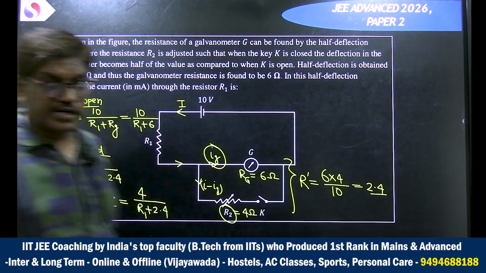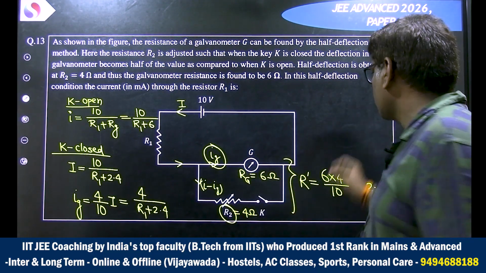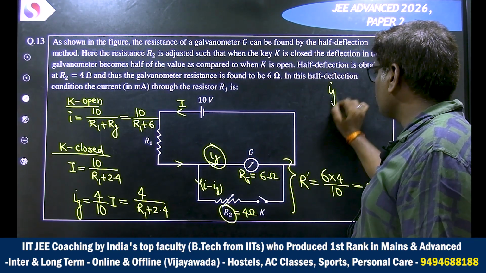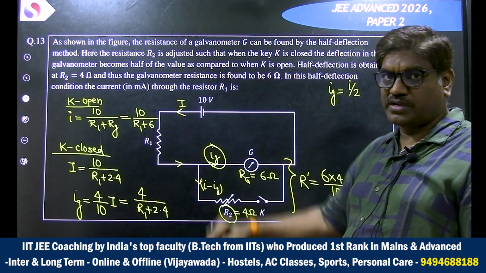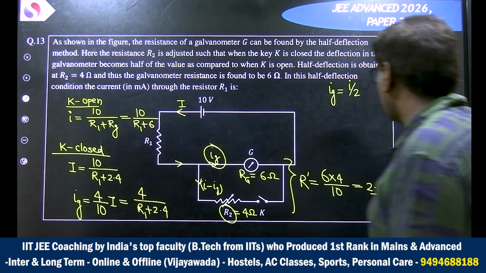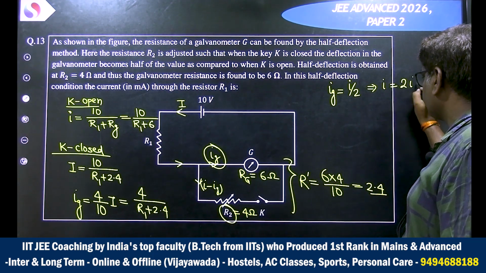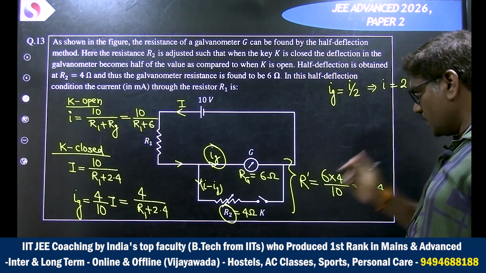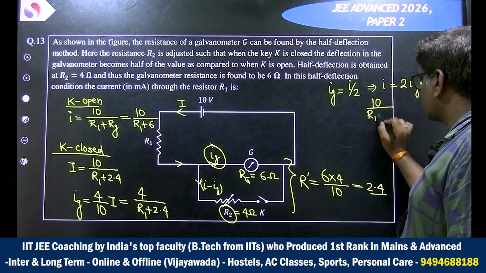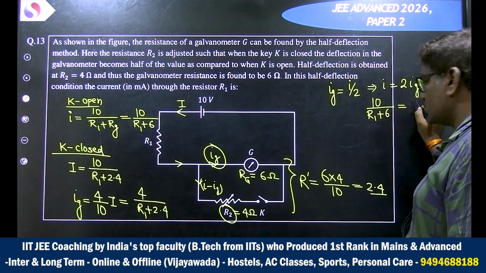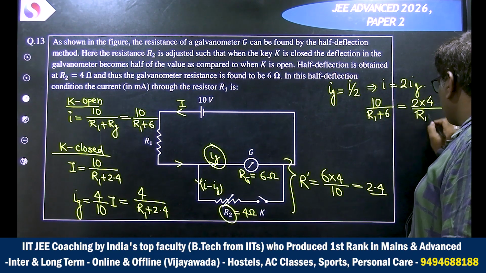As per the question, when key K is closed, the current becomes half. So this Ig will be I by 2. The current which was coming in the galvanometer before is now half. That means from here we can say I is equal to 2Ig. If I substitute those values, I can say 10 upon R1 plus 6 is equal to 2 into 4 upon R1 plus 2.4.